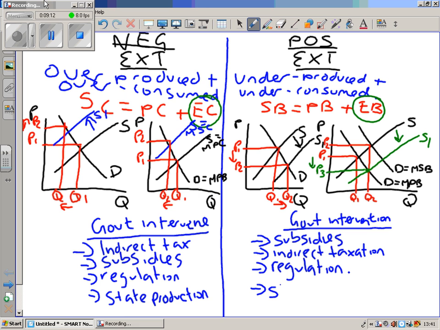And again, we can go for state production. Remember, positive externalities are underproduced. The government, in theory, could produce them on behalf of everybody free of charge. If they're free of charge, we should again have higher consumption of these. And that is an overview of negative and positive externalities.